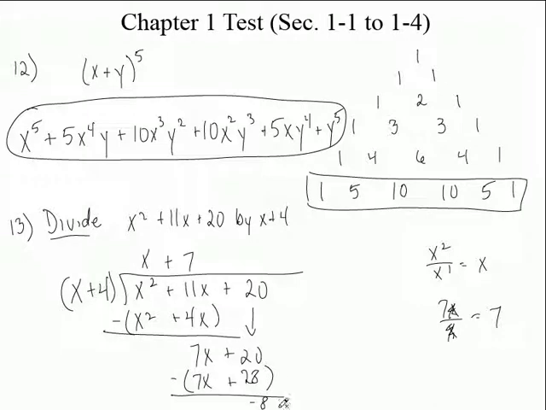Because x doesn't divide into negative 8 evenly, so I put minus. Since it's a negative 8, I put a minus, and I put 8 divided by x plus 4. That right there is your answer.